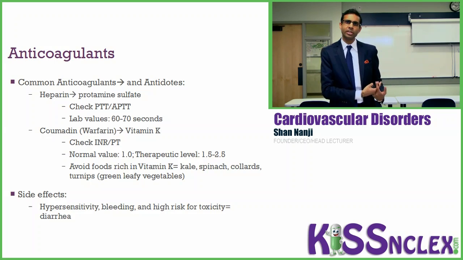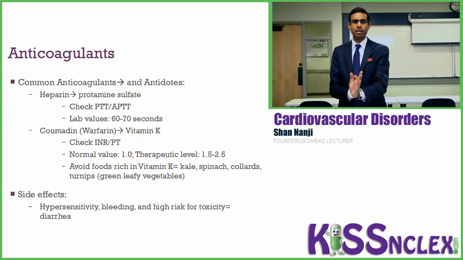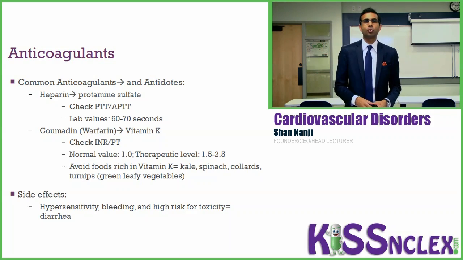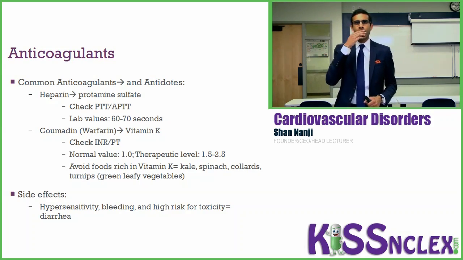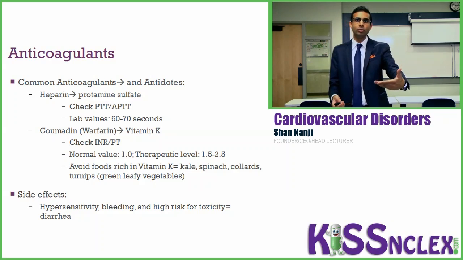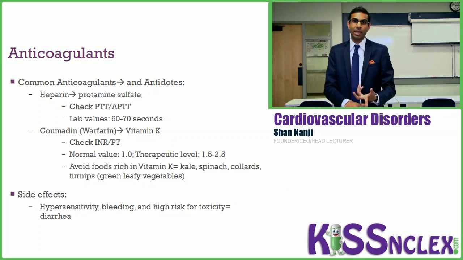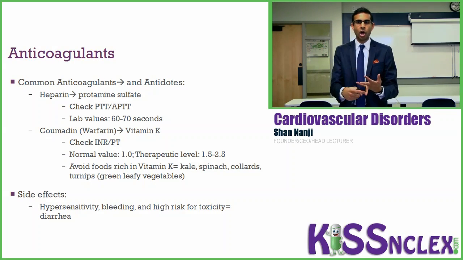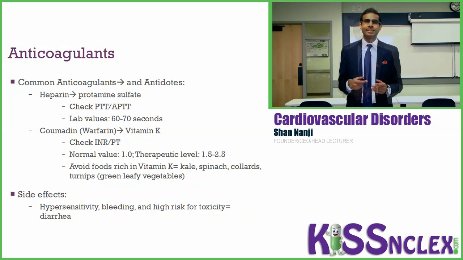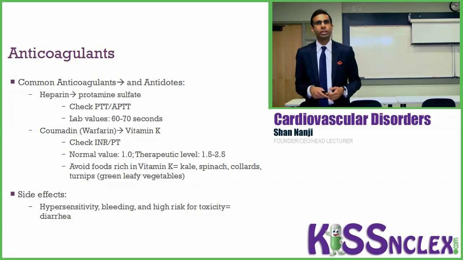So for warfarin, you're going to check the INR and the PT. Normal value is about 1, and the therapeutic index is 1.5 to 2.5. Since you're trying to block vitamin K, that's the goal of this drug, it makes sense to avoid foods that are rich in vitamin K, such as kale, spinach, collards, turnips, green leafy vegetables, right, that have vitamin K.